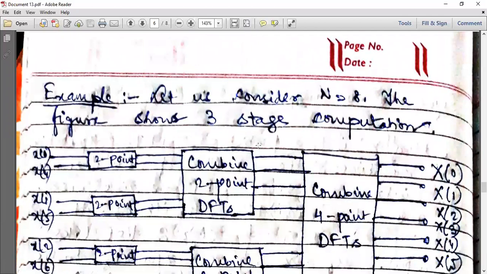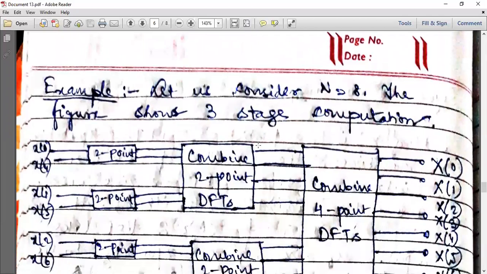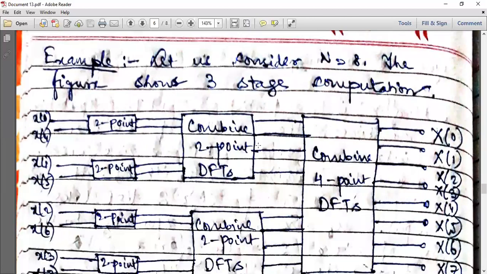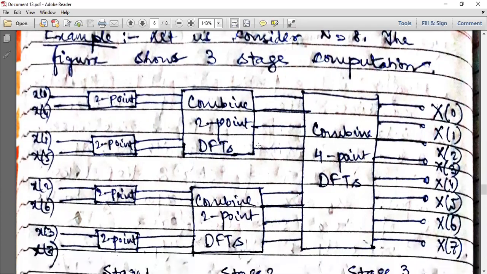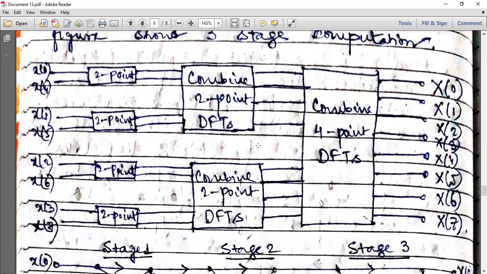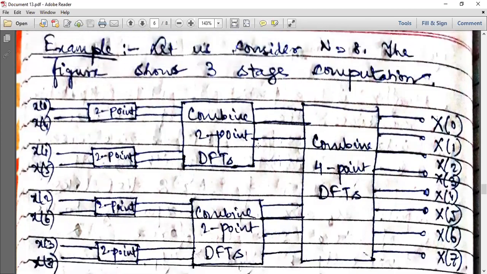Now see one example to understand better. You see what I've written. Let us consider n equal to 8, which means there are 8 samples. Clear? There are 8 samples. So first I'll be drawing a computation diagram. This is called a computation diagram. This is not a butterfly diagram. And this computation shows that it is a 3-stage computation.